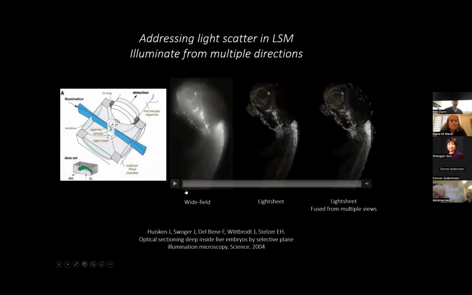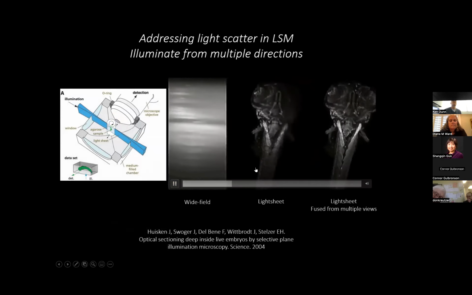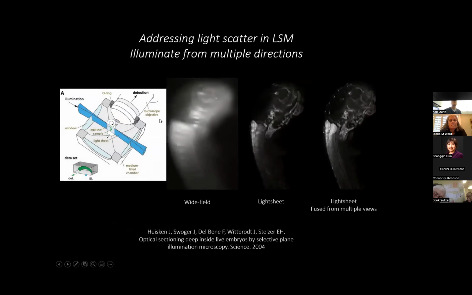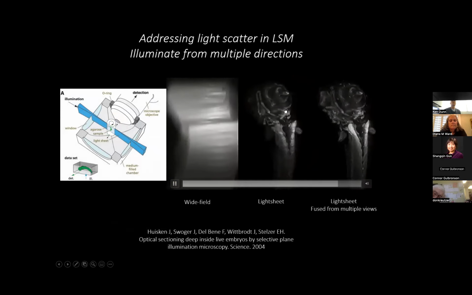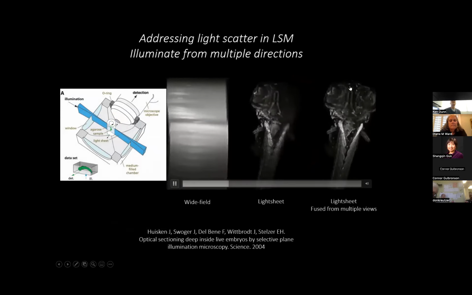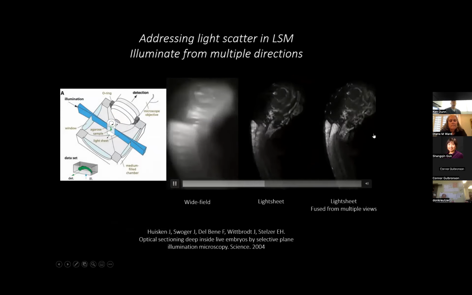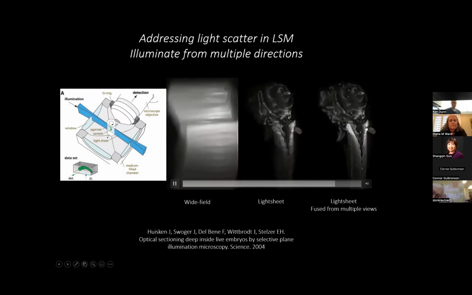This is one of the first papers from 2004, when it was kind of rediscovered by Ernst Stelzer. What you can see is that this side is very bright, that side is very dim. This is a wide field microscope volume. This is a light sheet microscope volume with illumination from one side. This is a light sheet microscope volume illuminated from two sides. So you can see you can compensate for that effect.